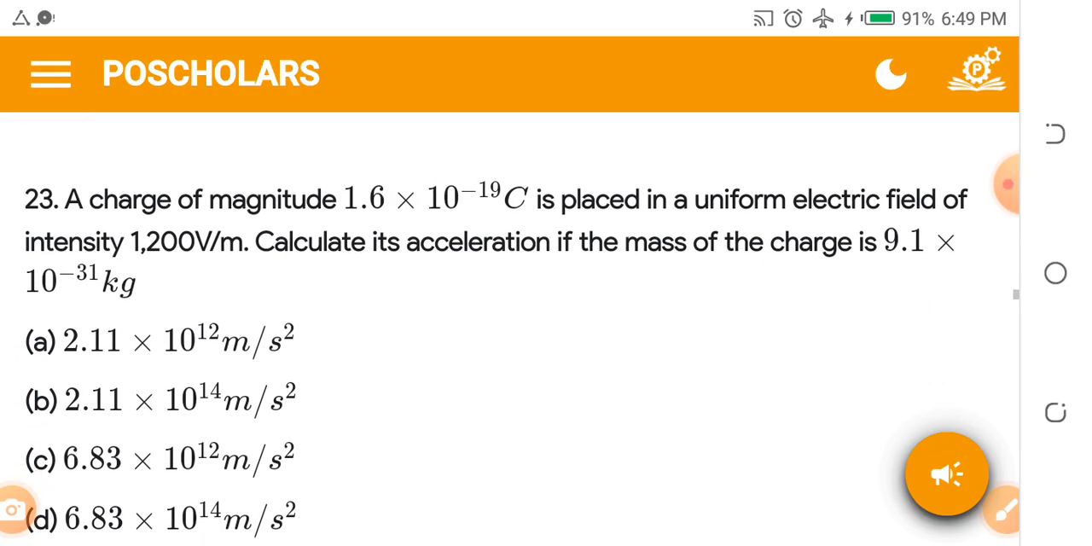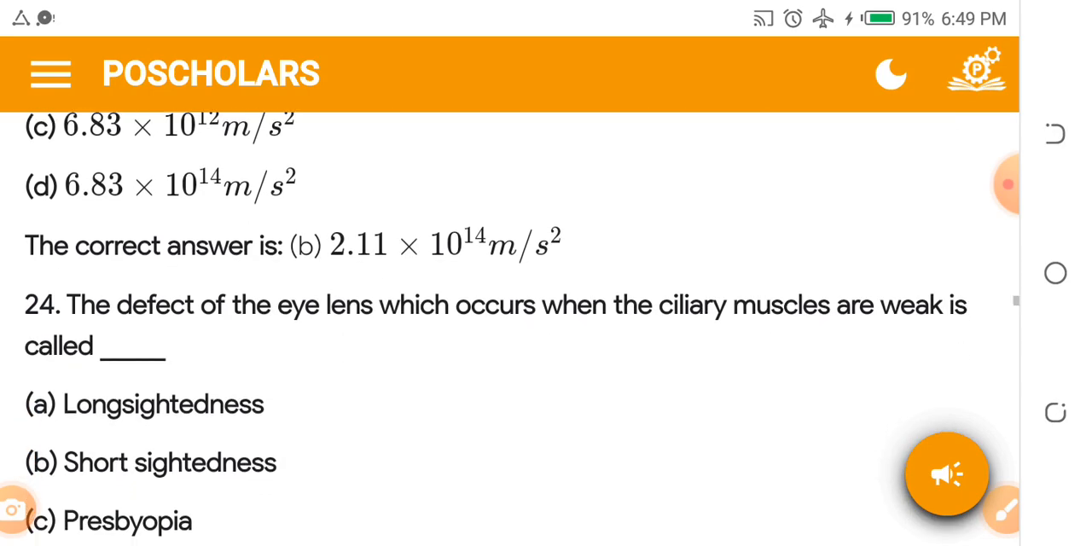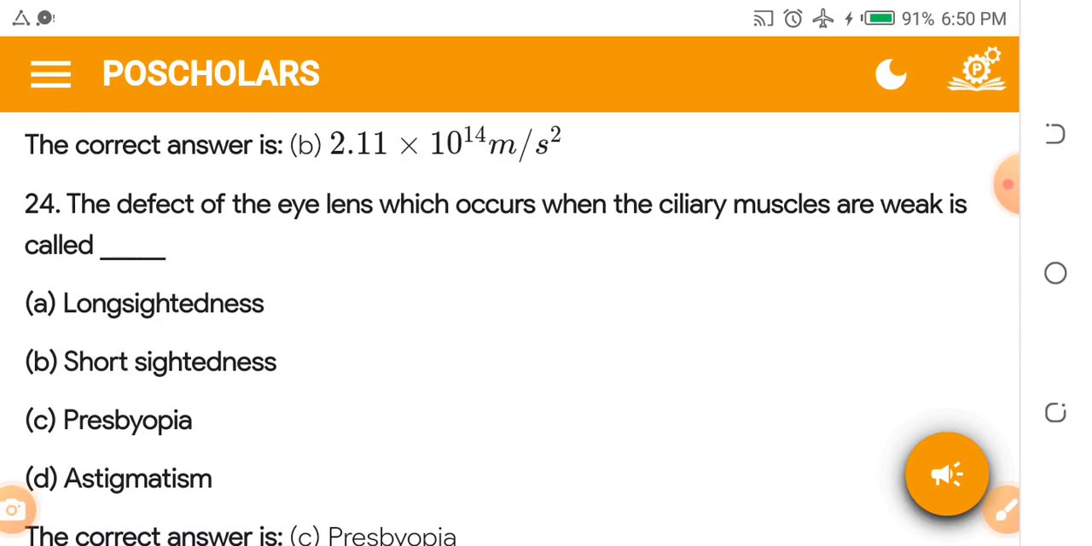You see why it is so easy to fail JAMB, because they will give you options that are so similar.